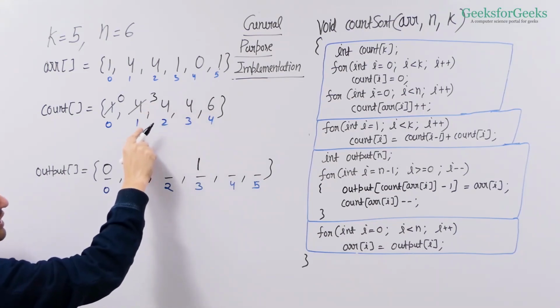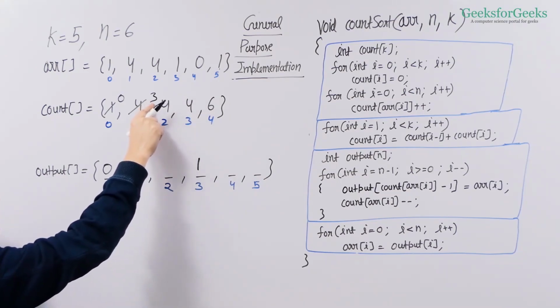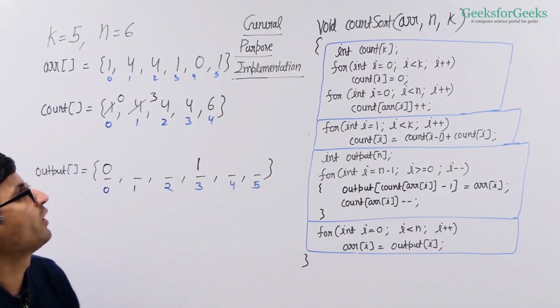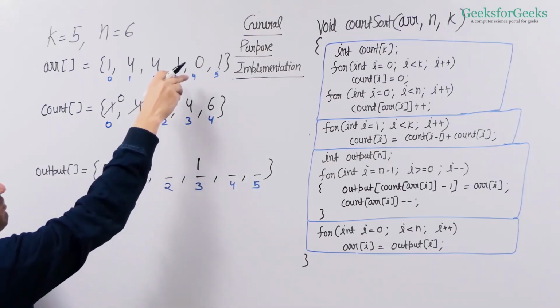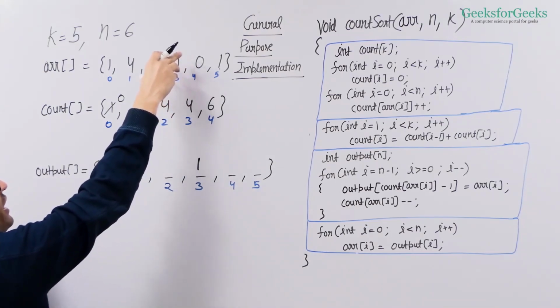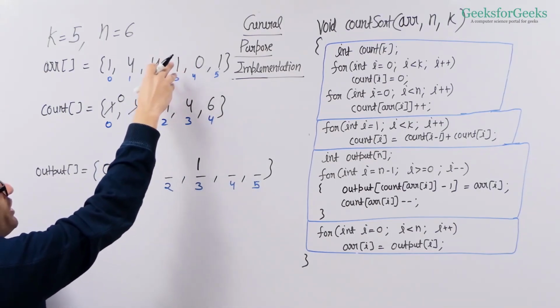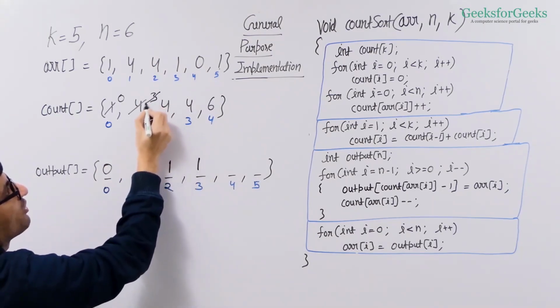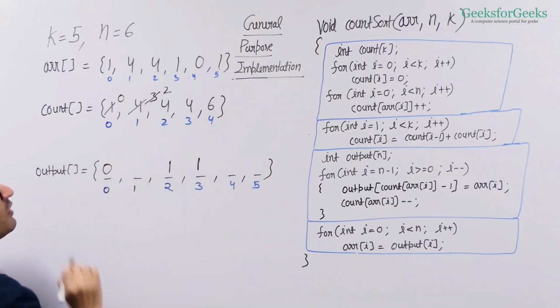Now we go to the next element and we notice that this is 1. We use it as an index. We get the count as 3 now, which means there are 3 elements smaller than or equal to 1. So we need to put it at the 3rd position, and when we are putting it at the 3rd position, we need to put it at index 2. So we put this 1 at index 2 and we reduce its count further to 2.